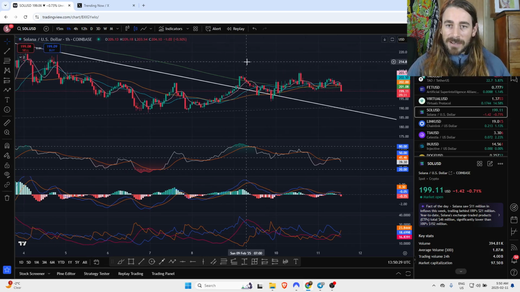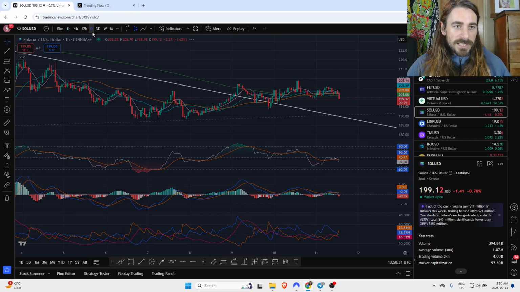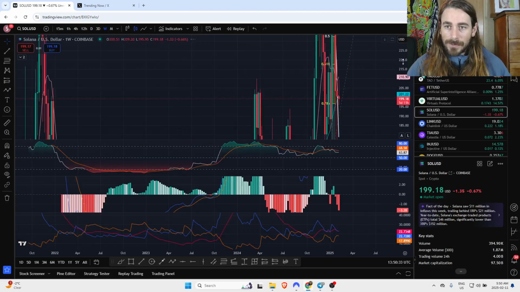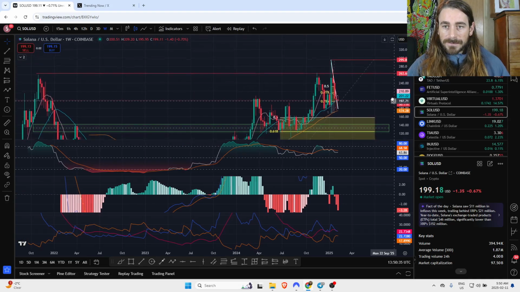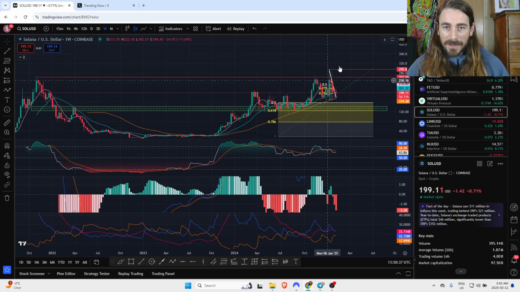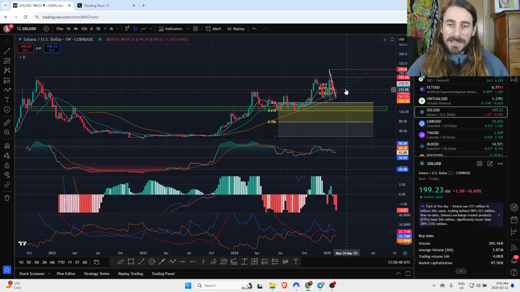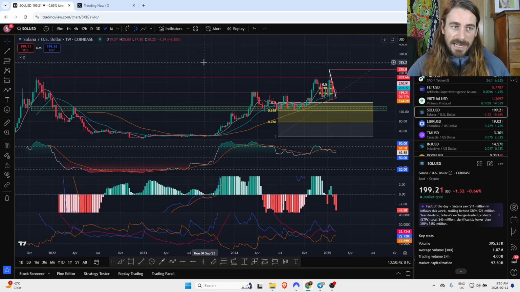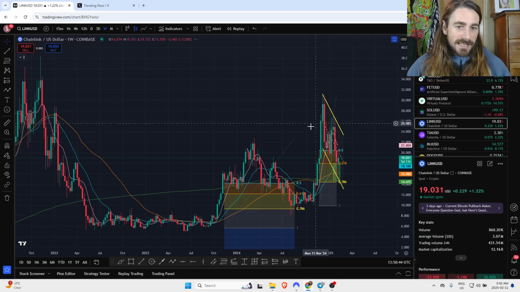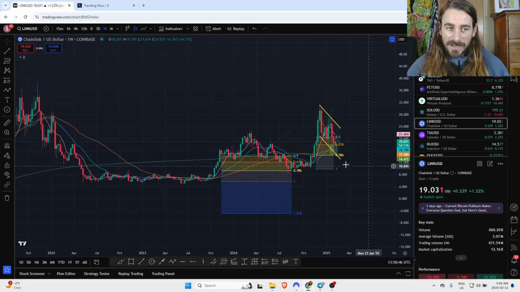But again, Solana looks not the worst in terms of the high time frame. If we look at the weekly, it looks okay. It's holding pretty good support up here on the macro, but that low time frame really looks like it might break down a little bit. So again, not getting too aggressive, recognizing what's going on in the markets this week.